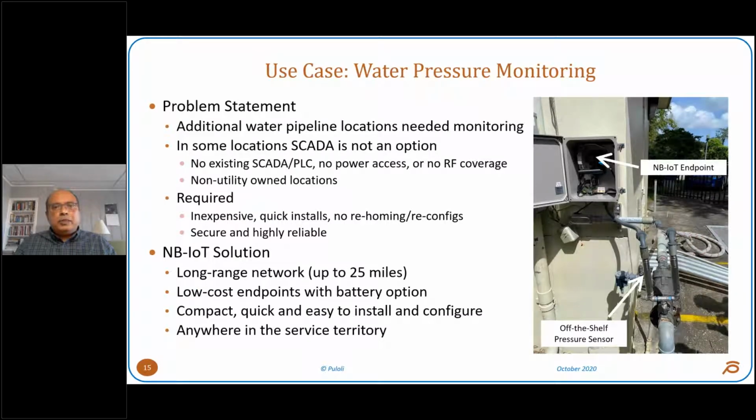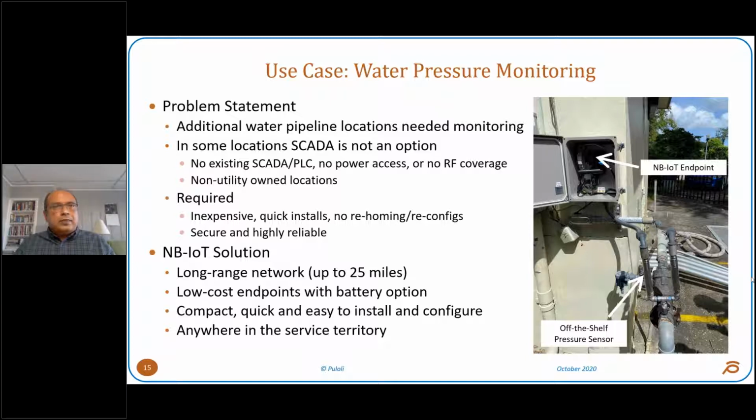I want to delve into a little more detail on the water pressure use case that Kimberly mentioned earlier, contextualized as a problem statement and a solution. Generally speaking, there is a need to deploy additional monitoring locations in the water distribution line, and SCADA is not available in many places where monitoring is needed. There may be no existing SCADA, no AC mains power access, and no RF coverage for the SCADA network. In other cases, there is a desire to put sensors in non-utility locations to give a complete map of the water distribution line.